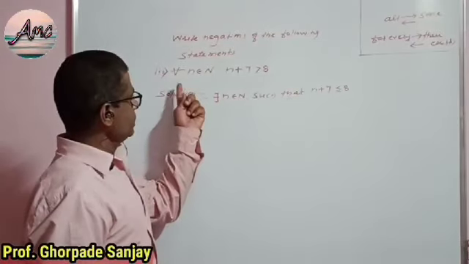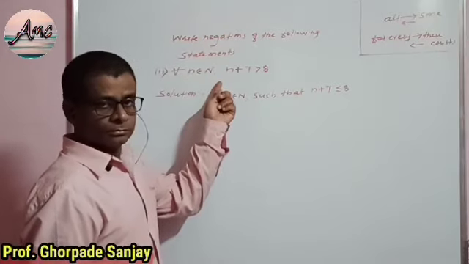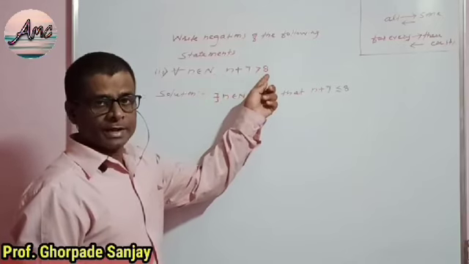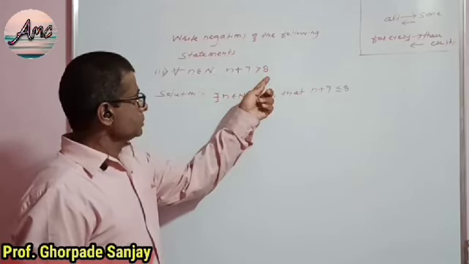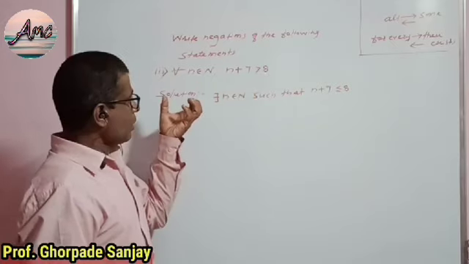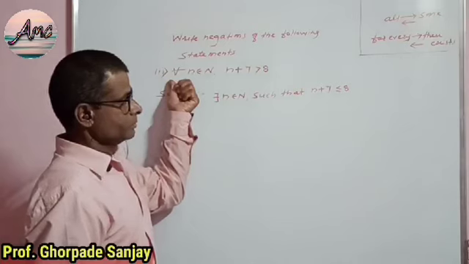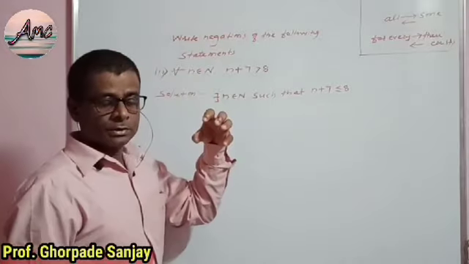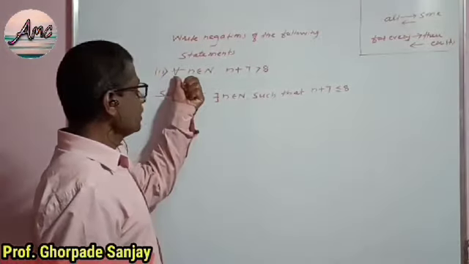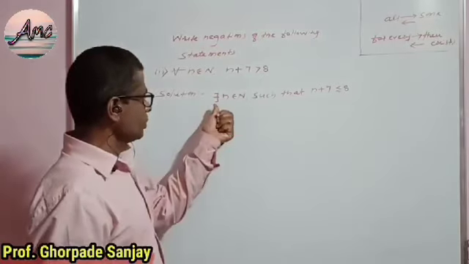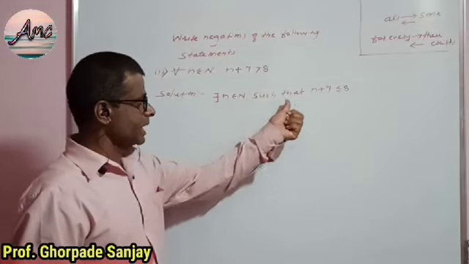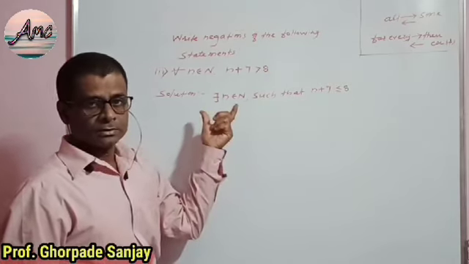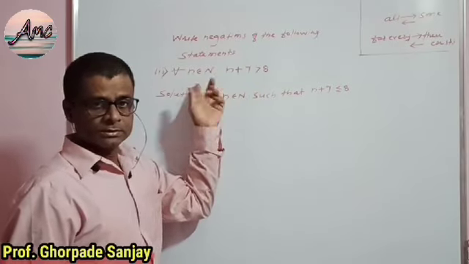Take the next example. For all n belongs to N, n plus 7 is greater than 8. So what type of quantifier is used here? For all, or for every. Then to write its negation, 'for all' is replaced by what? 'There exists'. So its negation is: there exists n belongs to N such that n plus 7 is less than or equal to 8. So this is the negation of this statement.